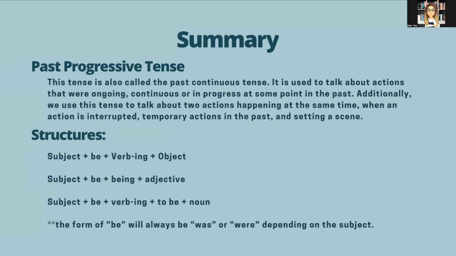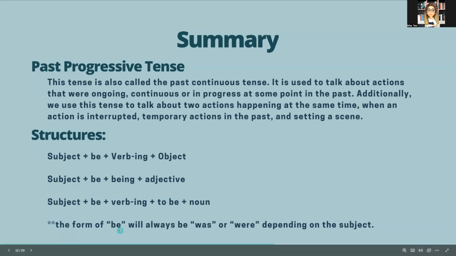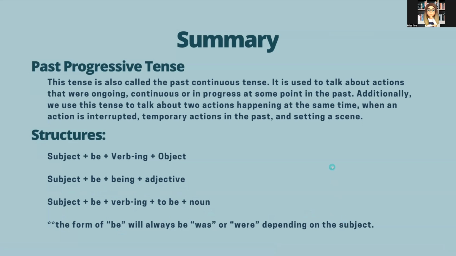So these are the structures that we looked at today: subject plus the form of be plus the main verb and ing on the end plus the object of the sentence. Then subject plus the form of be plus the main verb being, and it will not change, plus the adjective. Lastly, the subject plus the form of be plus the main verb ing plus the infinitive to be plus a noun. And remember, the form of be will always either be was or were, and that depends on the subject.